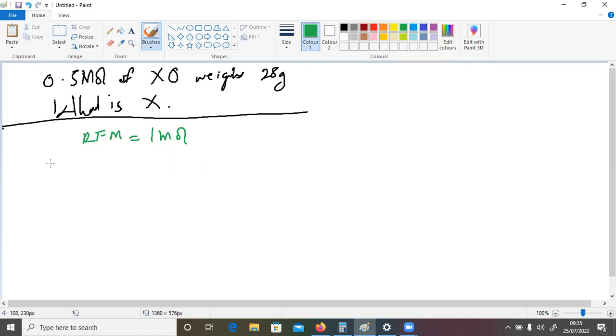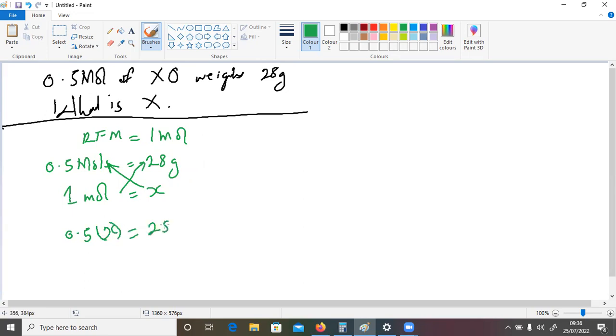So I'm going to say this: if 0.5 moles is equal to 28 grams, what about 1 mole? Because I must know the weight of 1 mole if I'm going to find the correct formula mass for that compound. And then I'm going to do my cross multiplication. I'll get 0.5 multiplied by x is equal to 28 multiplied by 1, divided by 0.5. Anything divided by 0.5 is like multiplying by 2.